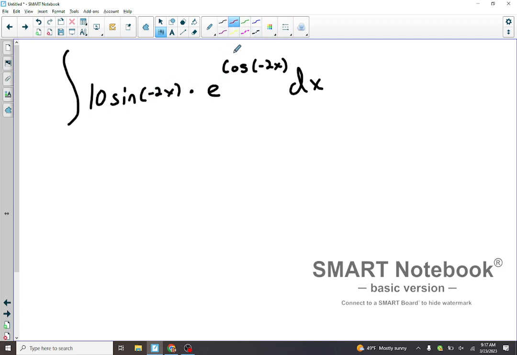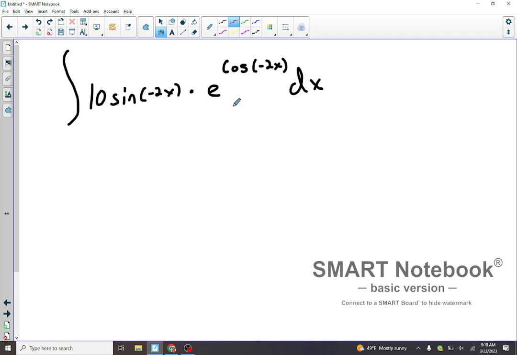Okay. Next one. The integral. This looks like a tough one, but it's not that bad. The integral of 10 sine negative 2x times e to the cosine negative 2x dx. Now in this case, the hard part is, which one is my u? Is it going to be negative 2x? Is it the whole sine negative 2x? Is it e? Is it this part?